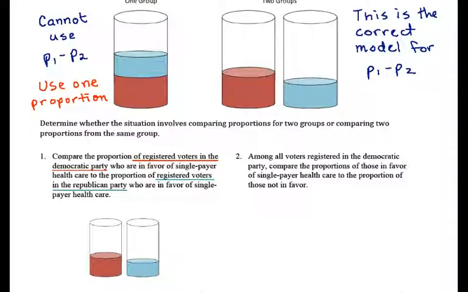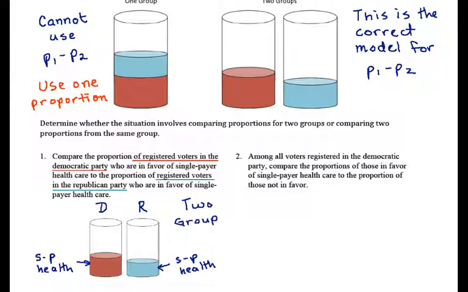So we have two groups here, our Dems and our Republicans, right? And in both cases, what we're calculating a proportion of is that single-payer health care. So this is two groups, and we would use P1 minus P2 type of inference to address this question.